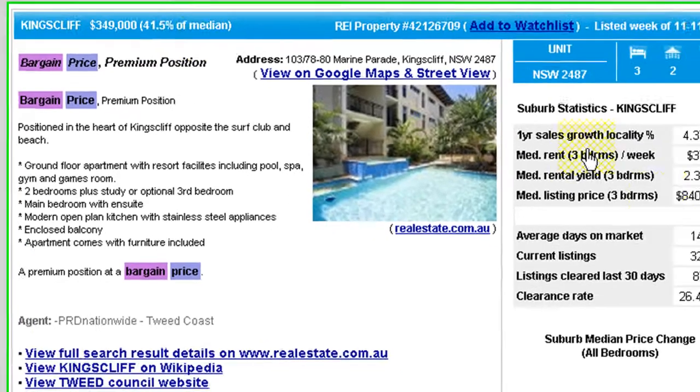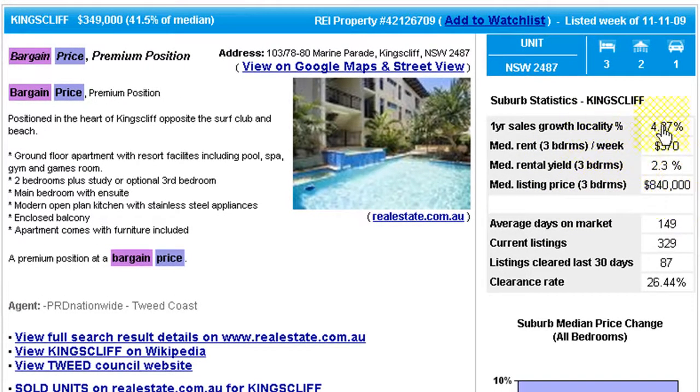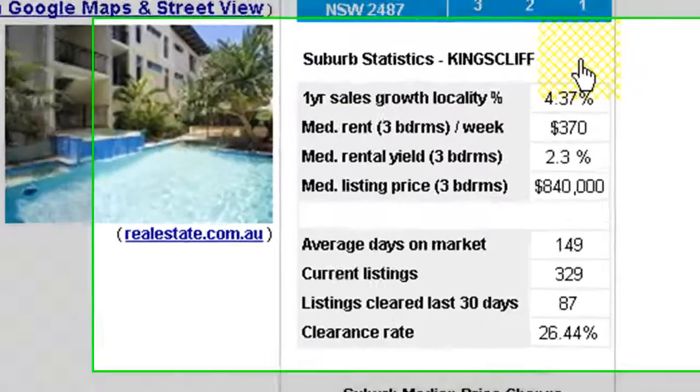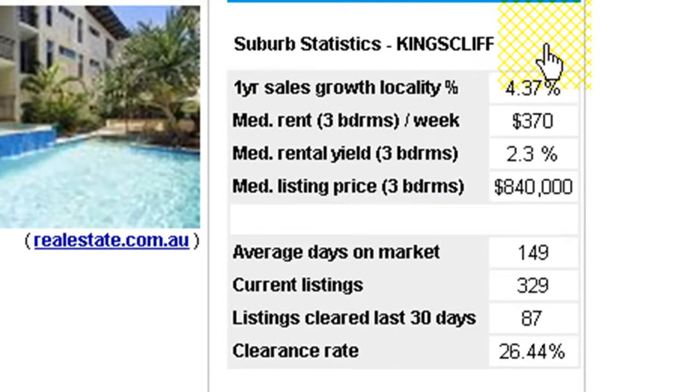Or what that means is when we go over to the right here under the suburb statistics area for Kingscliff, we can see right now growth in the last 12 months of just over 4%. That the median rent of a 3-bedroom unit is $370 a week, and right now 3-bedroom units are on the market for a median listing price of $840,000. This one's $349, so indicates could be a bit of an opportunity.